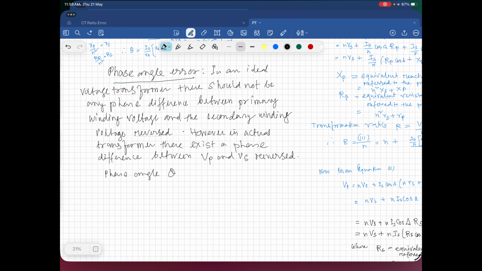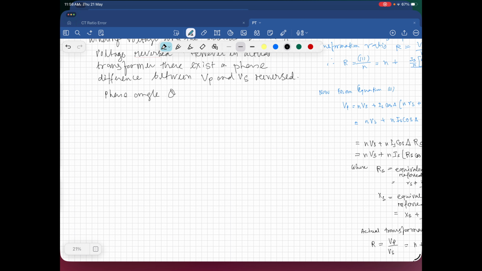Now I am talking about the phase angle error. So in ideal voltage transformer, there should not be any phase difference between the primary voltage and the reversed secondary voltage. But in practice, there are some differences, and the expression of the phase angle error theta we already derived, and accordingly you derive that one. So remember that phase angle error, theta is the angular shift between the primary voltage Vp and the reversed secondary voltage.